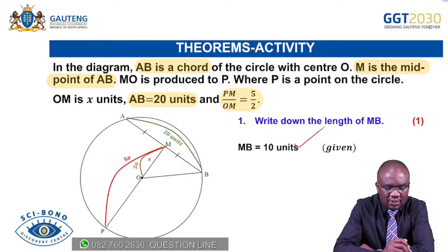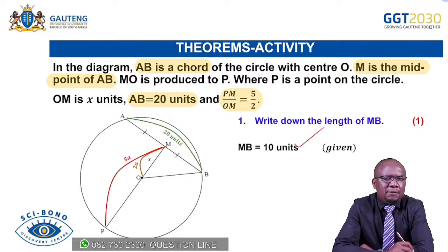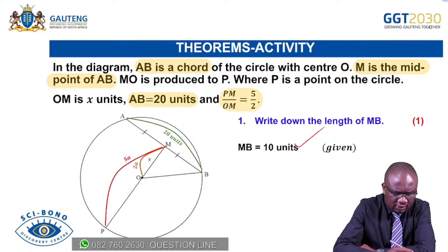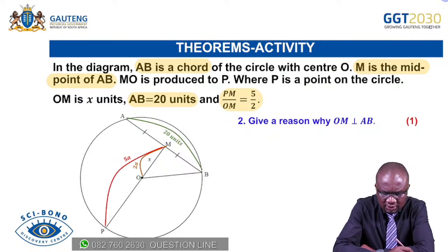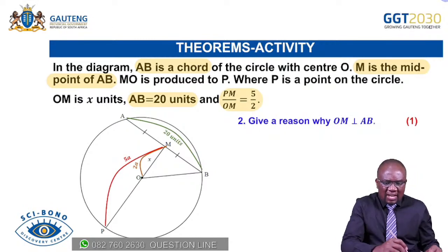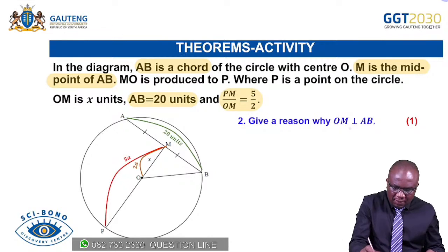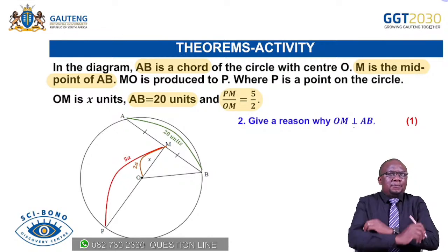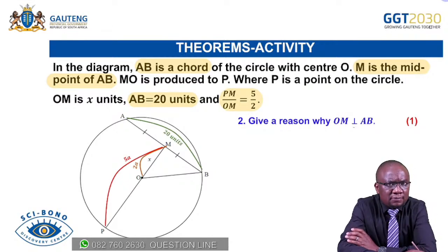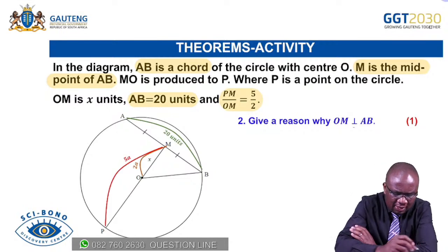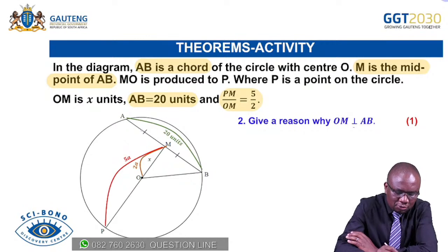So MP is half of AB. 10 units. Right. Let's move on to the second one. Give a reason why OM is perpendicular to AB. I want you to try that one. If you didn't get it, try again. Why is OM perpendicular to AB?